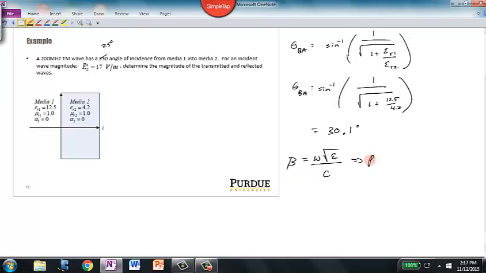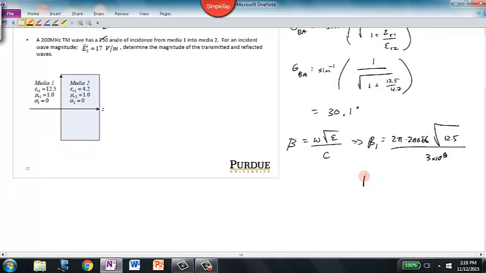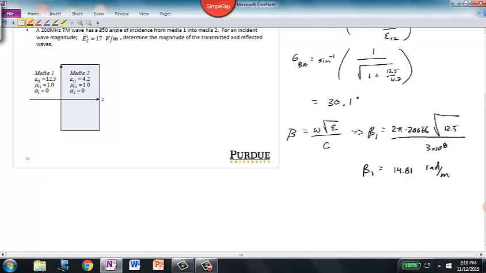And so that gives us beta 1 is equal to, we had a frequency, 200 megahertz. So 2 pi F is omega, so 2 pi times 200 e to the 6 is omega. Square root for material 1, it's 12.5. And it's okay to go ahead and use 3 times 10 to the 8th here for our speed of light. That gives us beta 1 is equal to 14.81. And remember, wave number has units of radians per meter.